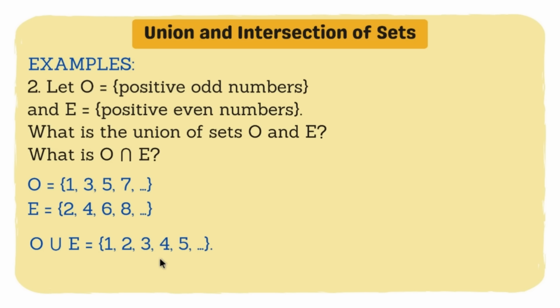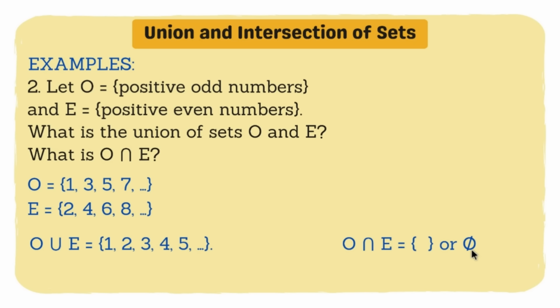So as you can see, pag pinag-add mo lang naman ang positive odd numbers at saka positive even numbers, you now have what we call the counting numbers. Okay? Kasi tuloy-tuloy na rin po yan. Infinite type of set. Okay? Next, let's have the intersection. Okay? Ang sagot po natin dito ay null set or empty set.